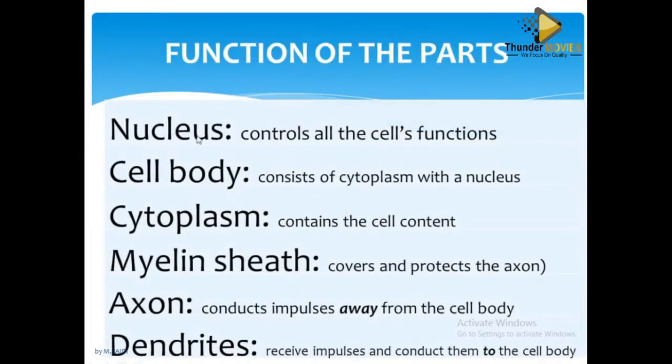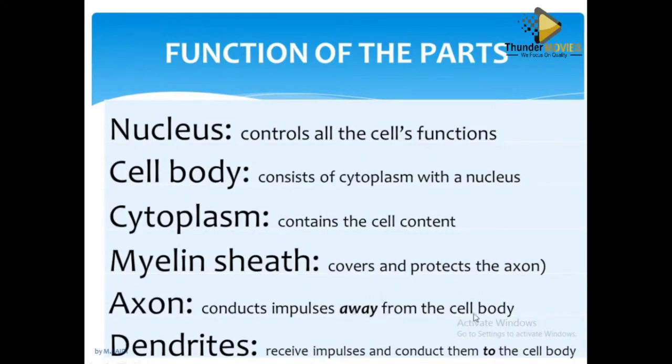The nucleus controls the cell body, the cell's activity. The cell body consists of the cytoplasm and the nucleus. The cytoplasm contains the cell content and is where the cell activity takes place. Then we have the myelin sheath. Myelin sheath covers and protects the axon. The axon conducts impulse away from the cell body.